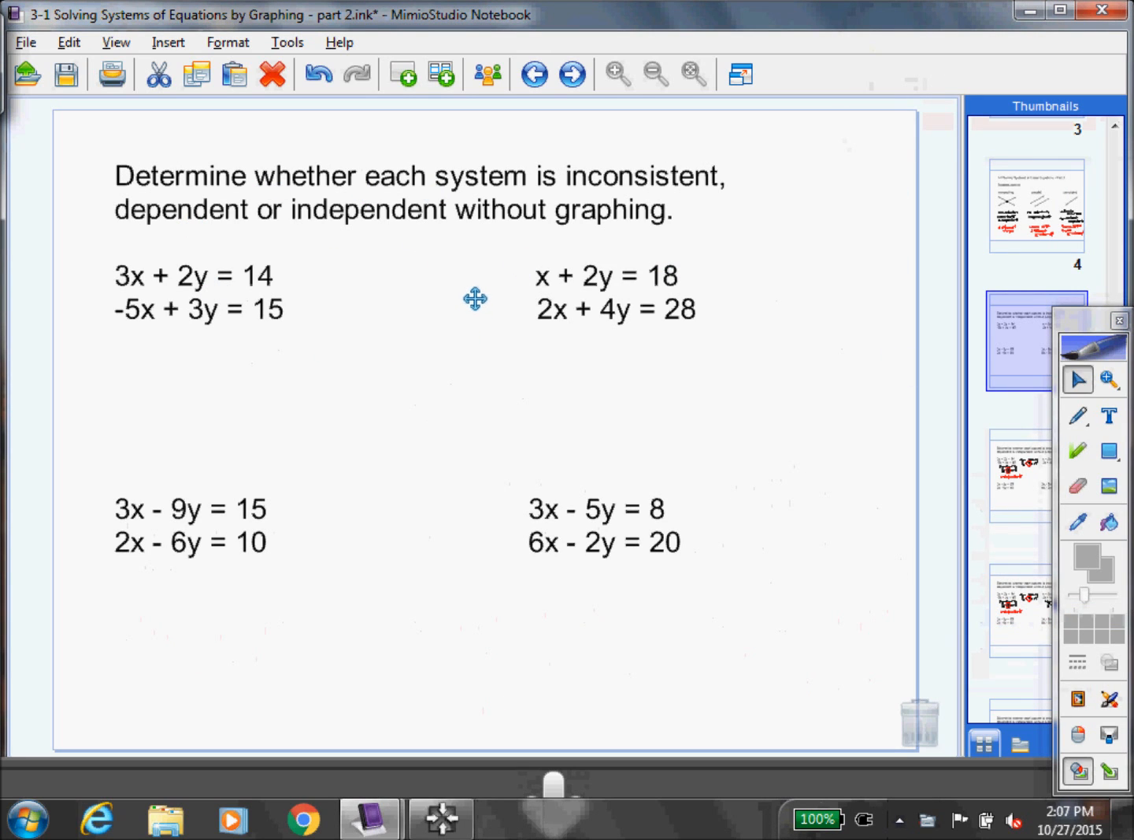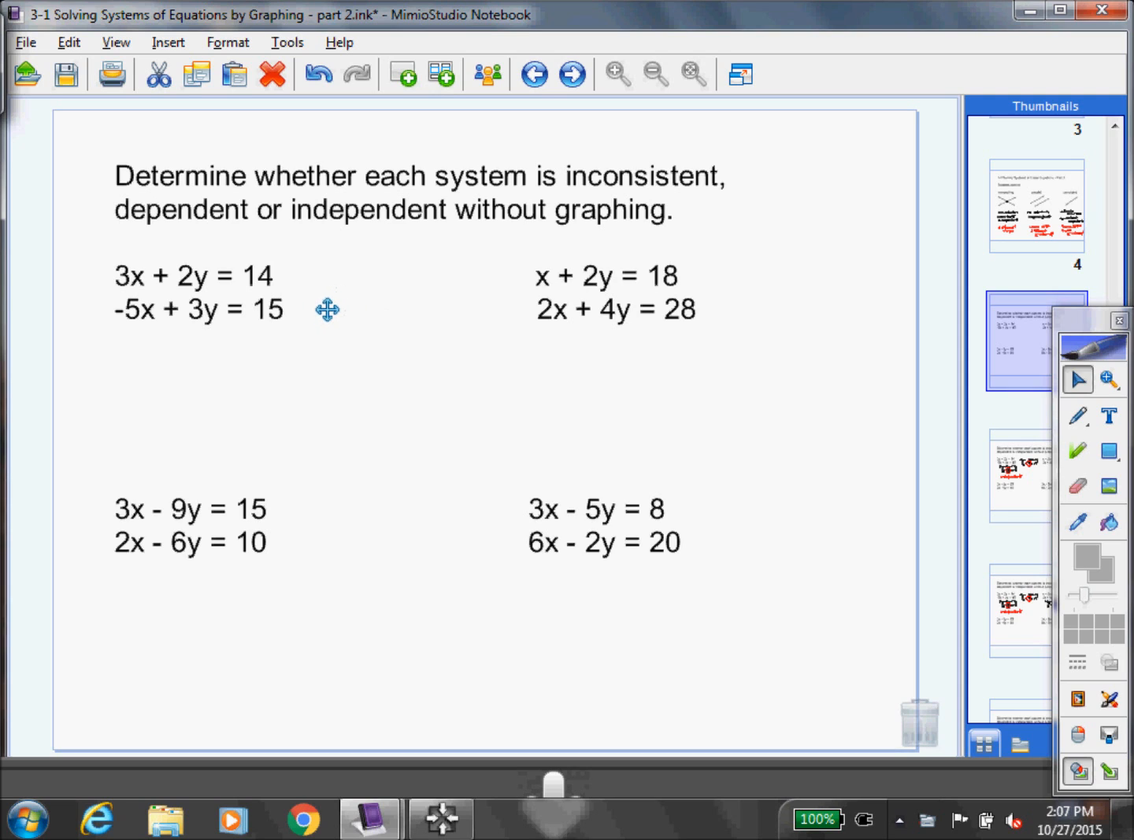Now, this is a typical type of question that you'll have to answer regarding those things. You have to determine whether each stated system is inconsistent, dependent, or independent without graphing. So in order to do that, what do you suppose we're going to have to do with the pair of equations? Beautiful. We're going to put them into y equals mx plus b form, slope-intercept form. So you'll have to solve this one for y, solve this one for y, compare their slopes.